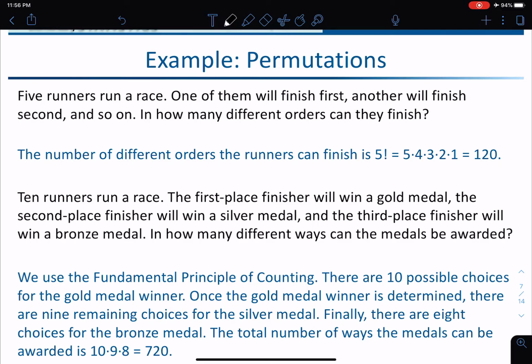Okay, so the number of different orders or different arrangements that runners can finish is 5 factorial. And so it's 5 times 4 times 3 times 2 times 1. And so there's 120 different arrangements or orders, ways of ordering 5 runners coming across the finish line.